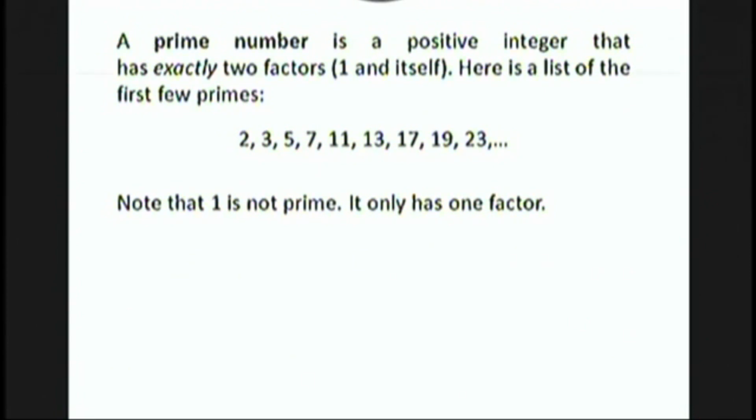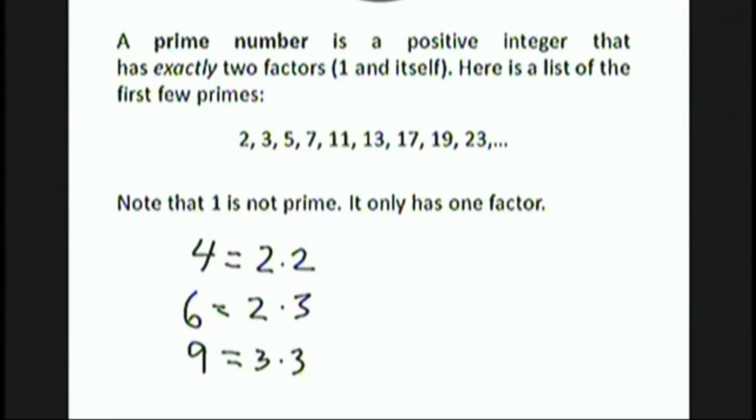To see a couple of numbers that are not prime, for example, 4 is not prime because it's 2 times 2. 6 is not prime because it's 2 times 3. 9 is not prime because it's 3 times 3.